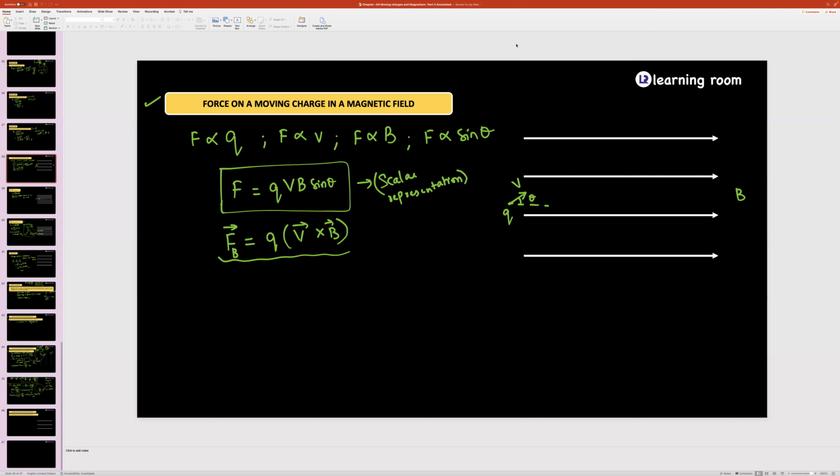Just for the sake of people who joined late, in the previous class we were in the 4th chapter. We discussed the concept of force experienced by a charged particle projected into a magnetic field. The formula came out to be F_B equals Q into V vector cross B vector. Make a note of this point, those who didn't attend the previous class.